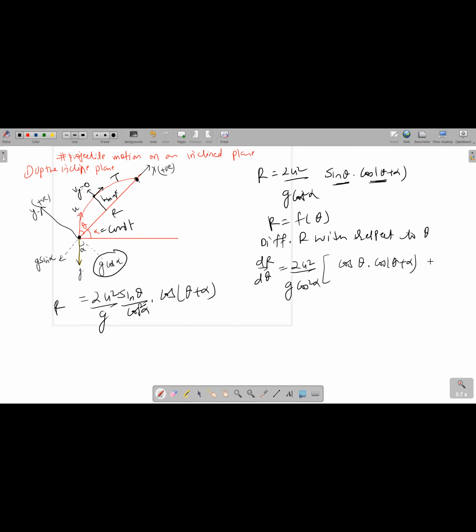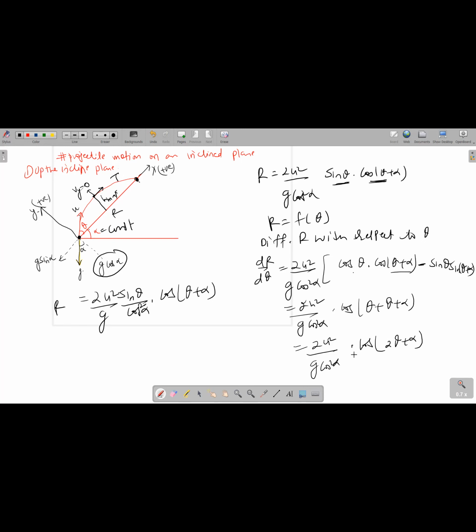And then sin theta will be as it is. And differentiation of cos is minus sin. So minus sin theta plus alpha. Now you can notice that this is again like cos A into cos B minus sin A into sin B. So the formula is cos A plus B. So we got this expression cos 2 theta plus alpha.